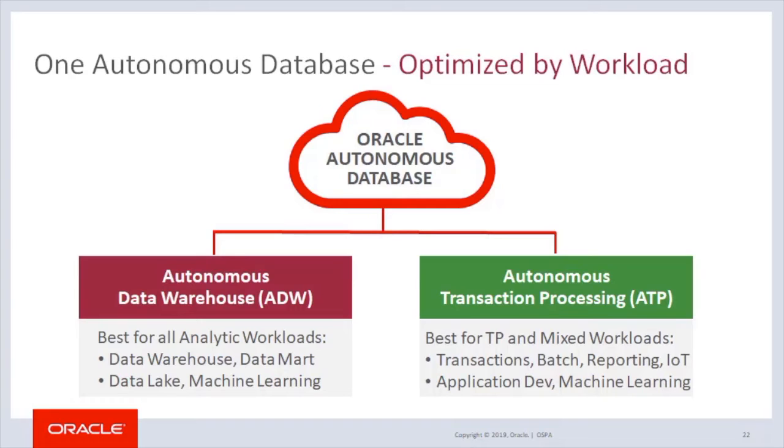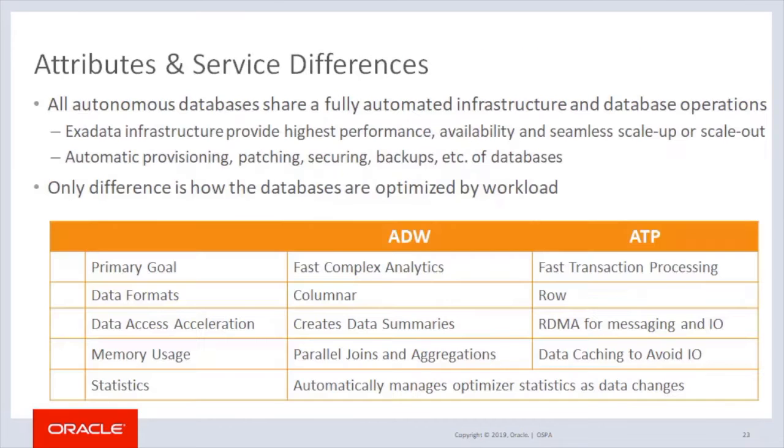The first member of the family is the Autonomous Data Warehouse, which has been optimized for analytic workloads such as data warehouse, data marts, or as part of a data lake. The second member is the Autonomous Transaction Processing. ATP is optimized for transaction processing or mixed workload environments and makes an excellent platform for new application development.